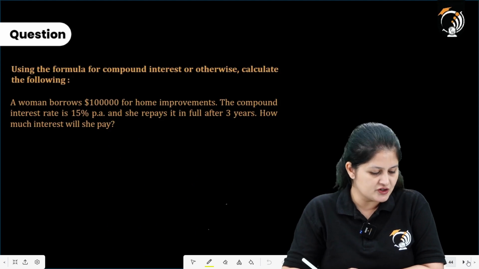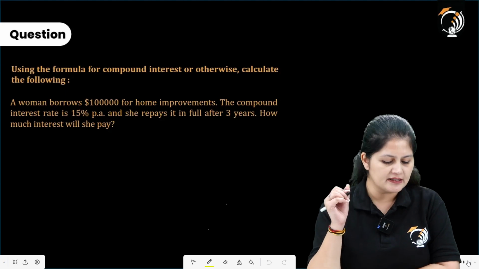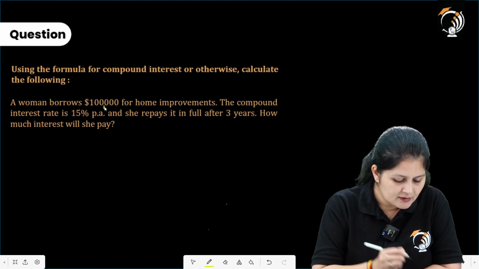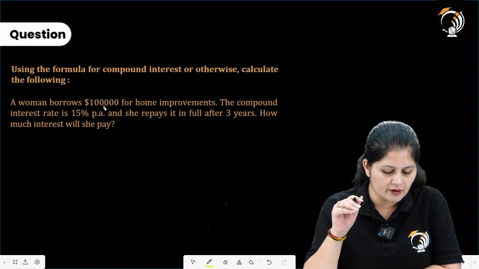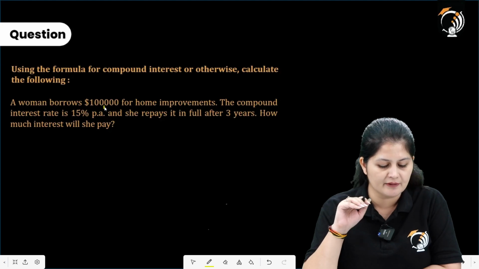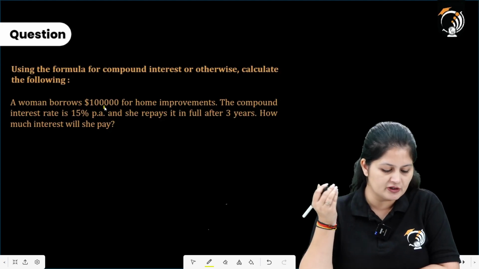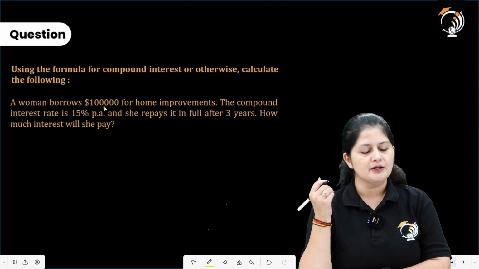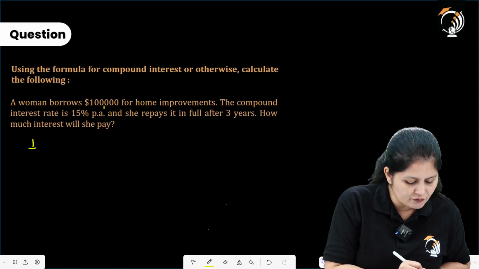Moving to the next question, which says a woman borrows 1 lakh dollars for home improvements. The compound interest rate is 15% per annum and she repays it in full after 3 years. How much interest will she pay? So again the same question, we need to find out the interest.